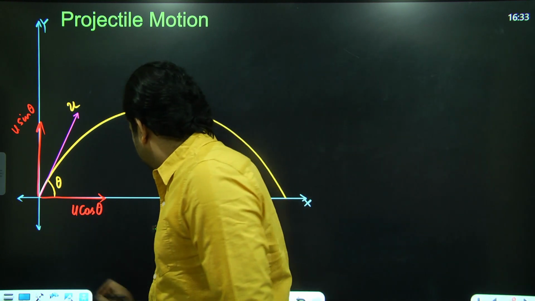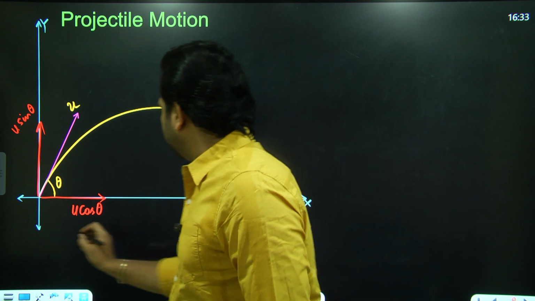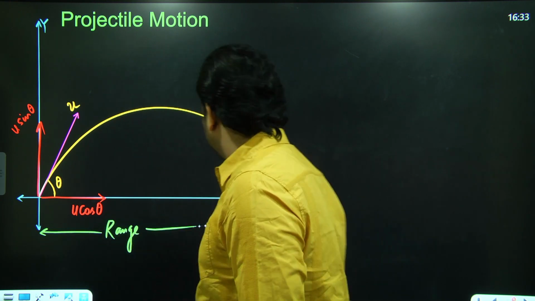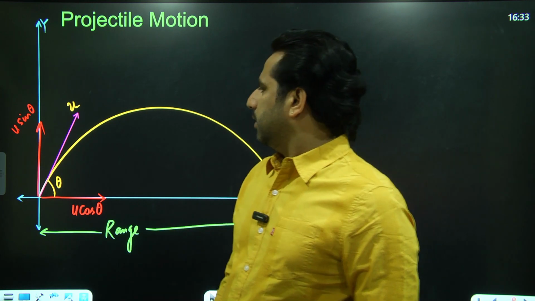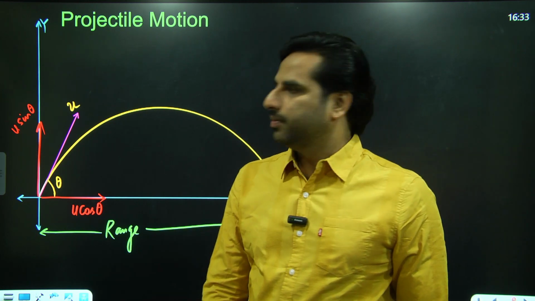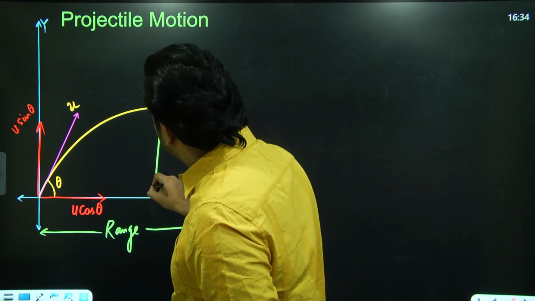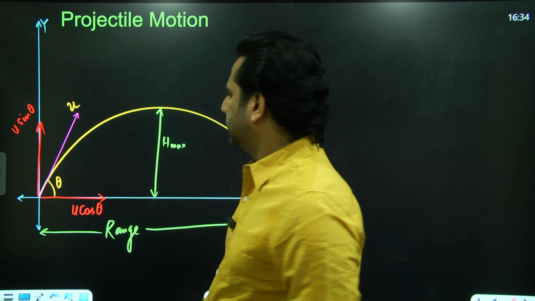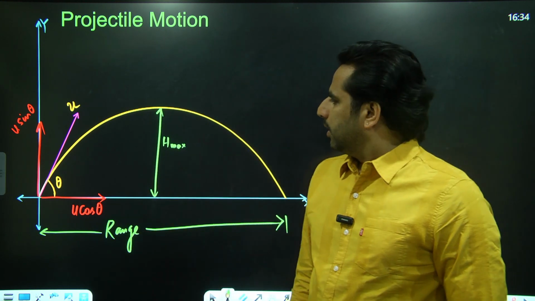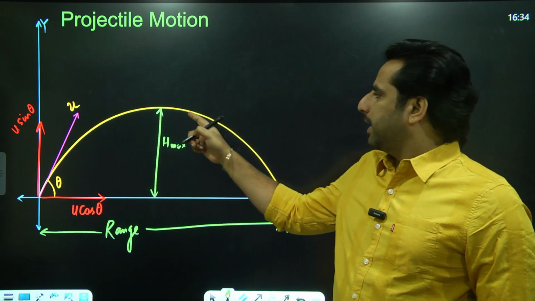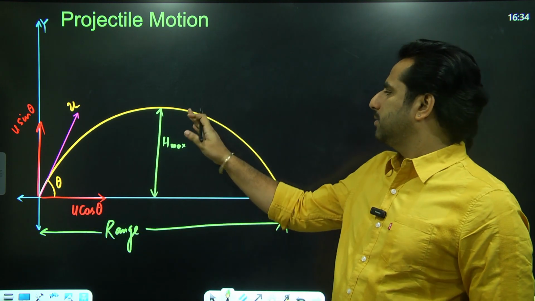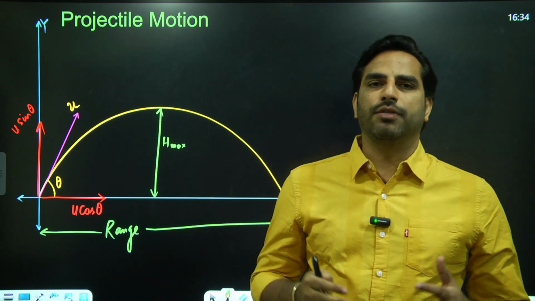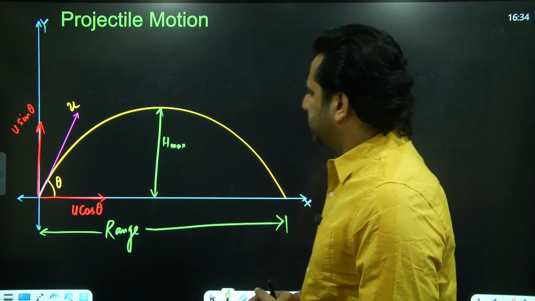It has covered certain maximum horizontal displacement, which we call it as range. The maximum horizontal displacement of the particle, of the projectile, is known as range. During its trajectory, it has attained a maximum vertical displacement, which is known as maximum height, h max. And from the point of projection to maximum height, it is time of ascent. From maximum height to ground, again, it is time of descent. The sum of these two is time of flight. Let us get the equations.